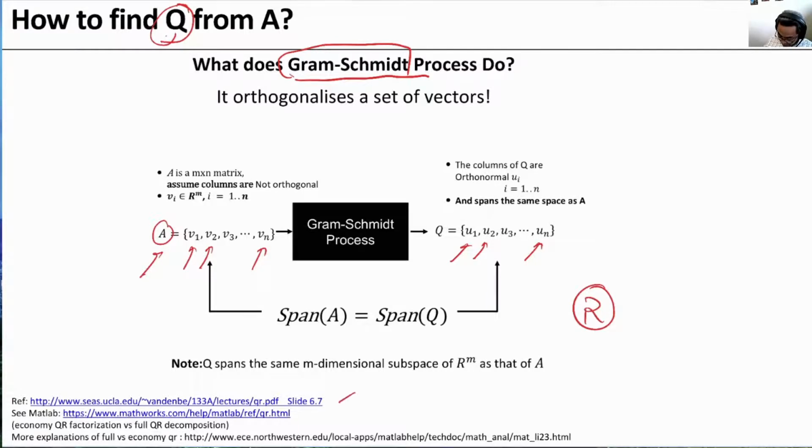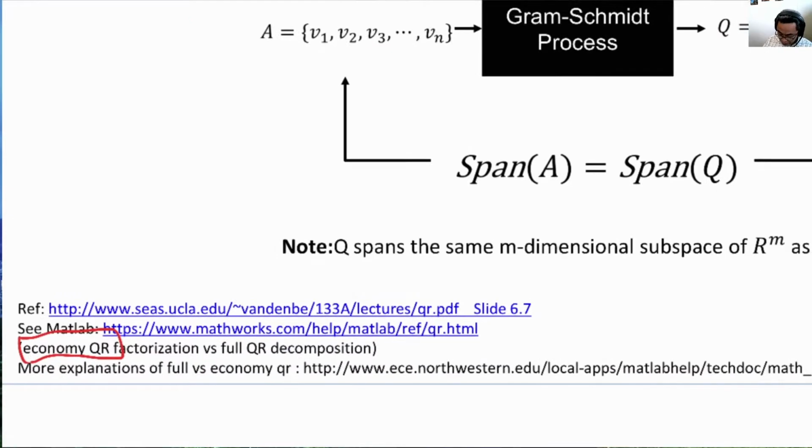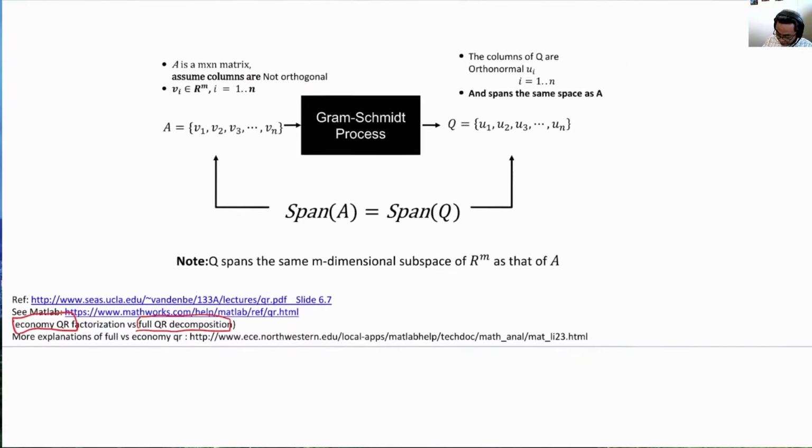For references, you can see some of these, especially MATLAB and such. Now, as a caveat, there are two types of decomposition in MATLAB. One is called the economy decomposition, and one is called the full QR decomposition. There are two types of decomposition MATLAB can perform, and you should know both of them.